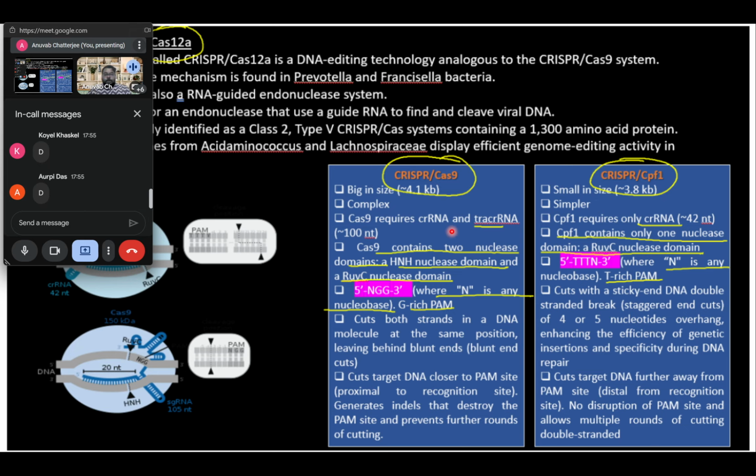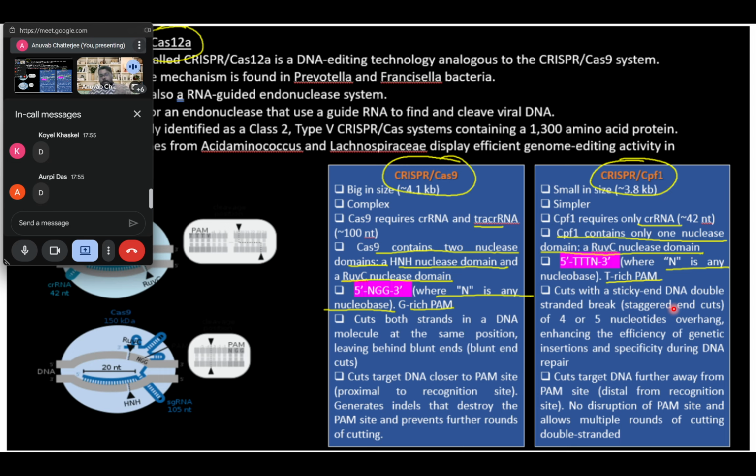Cas9 requires both the CRISPR RNA and the tracer RNA, but Cas12a only requires the CRISPR RNA, which is even smaller, 42 nucleotides. Cas9 has two nuclease domains. Cas12a has one nuclease domain that can cut both the double strands. There is a G-rich PAM, an NGG sequence, that Cas9 recognizes, whereas Cas12a recognizes a T-rich PAM. The most interesting difference between the two of them is that Cas9 produces blunt ends, whereas Cas12a produces sticky ends.